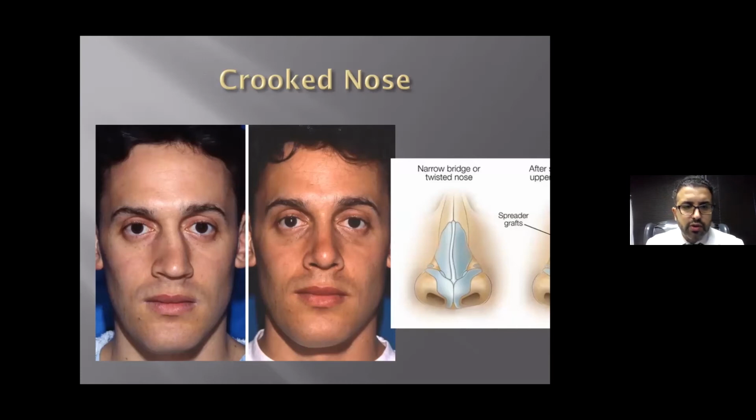This picture is a picture of a crooked nose on the left. And you can see if the cartilages are all twisted, they can lead to kind of blockage. On the right image here, you can see that cartilage has been repaired. And not only is the nose straighter, but the breathing is improved. Next slide.